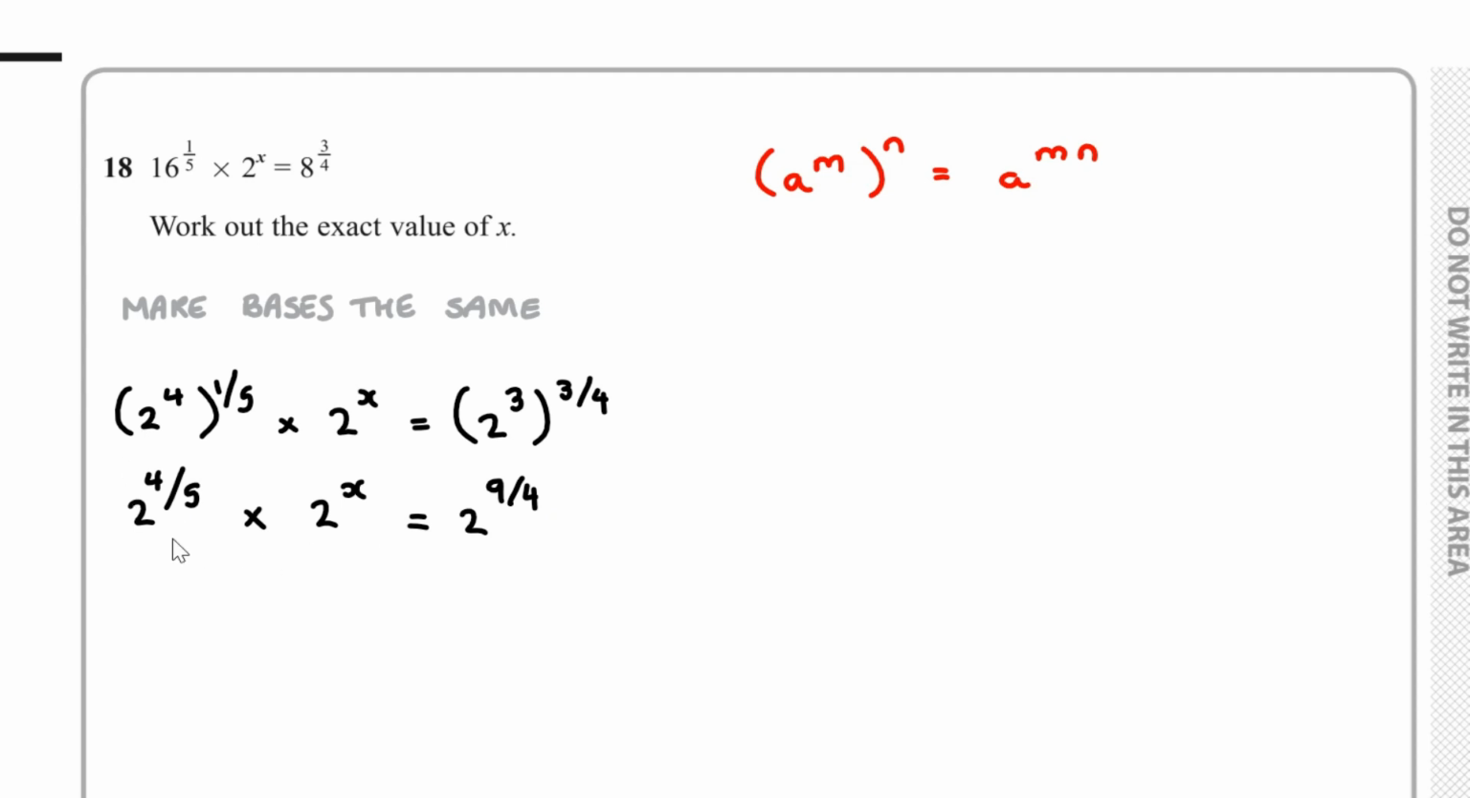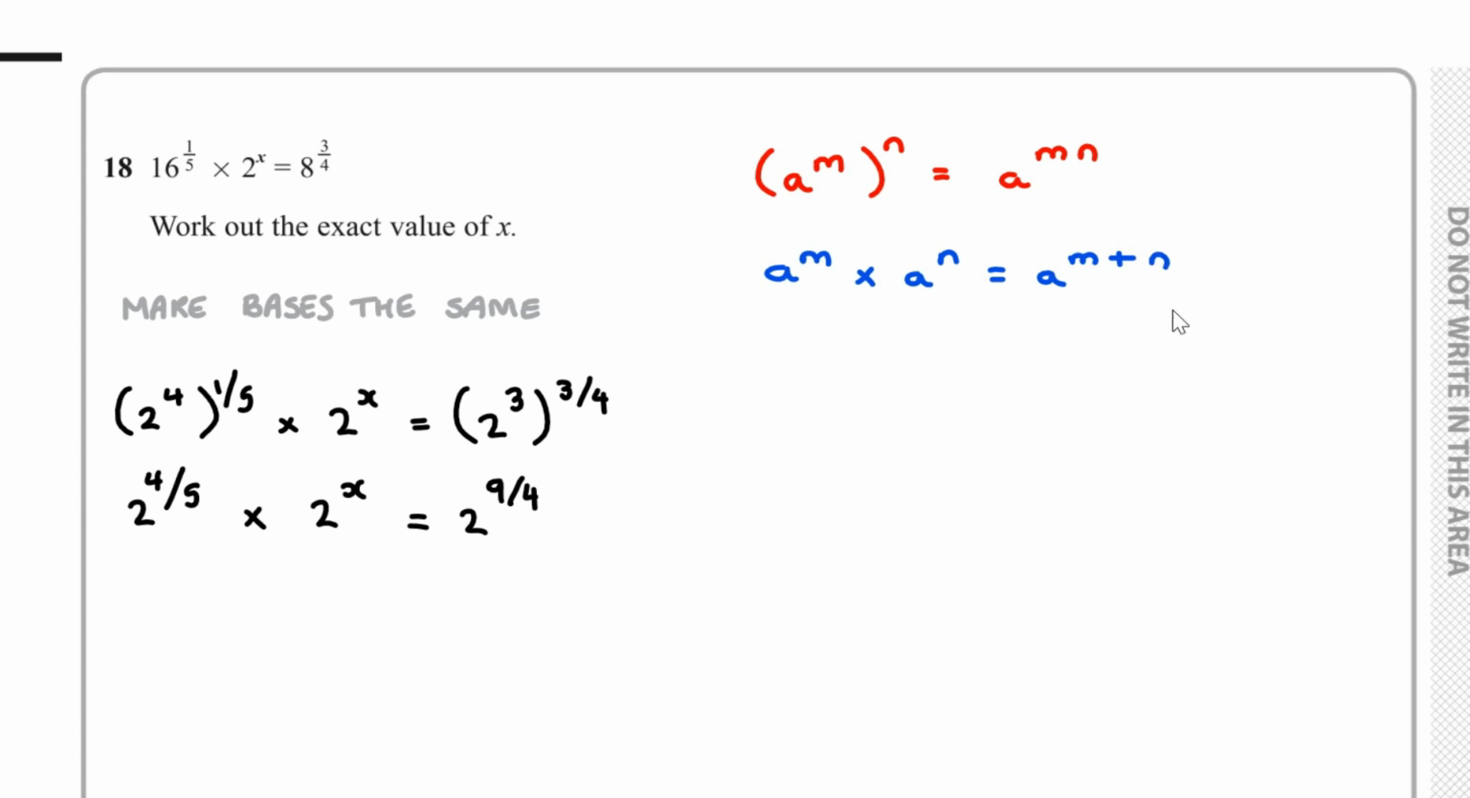Now, you can see on the left hand side, we have the same base. We are multiplying. Of course, we need to use the law of indices: a to the power of m times a to the power of n is equal to a to the power of m plus n.